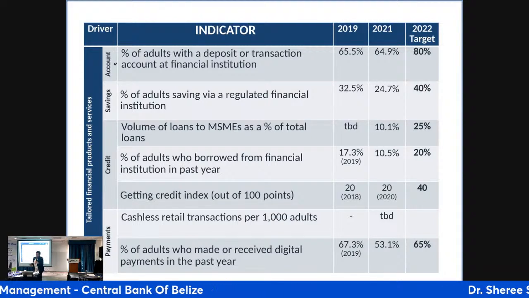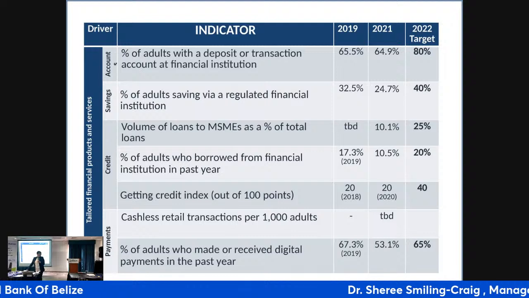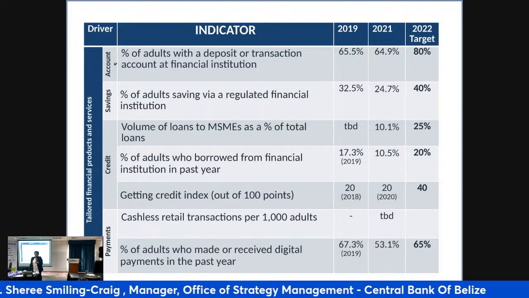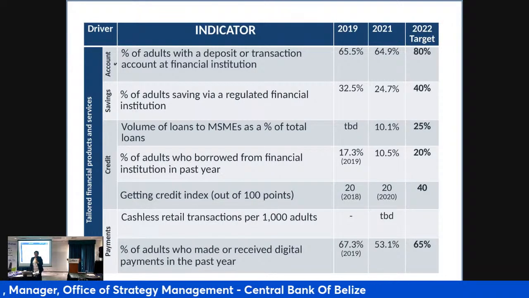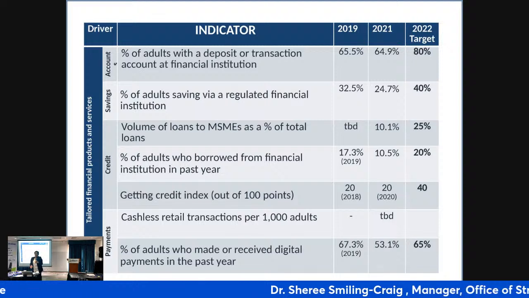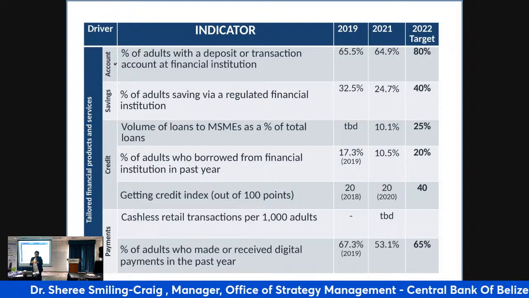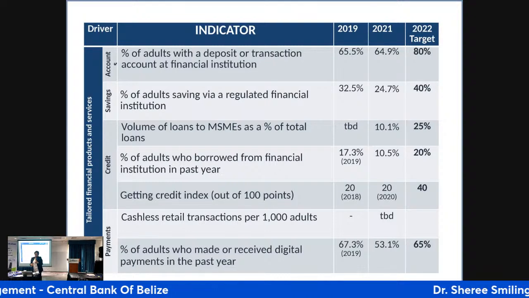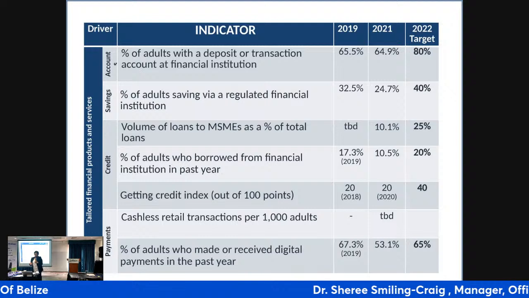listed here. So by 2022, we want 80% of Belizeans to have a bank account or a credit union account, a transaction account. We also want 40% to be saving in a regulated financial institution, under the mattress, out of the Milo table, into the financial institution. Let your money work for you. We want MSMEs access to loans. We want adults who borrowed from the financial institutions in the past year to increase up to 20%.